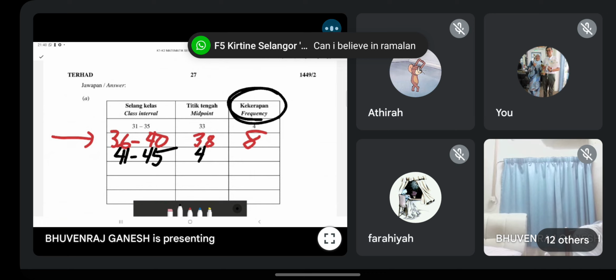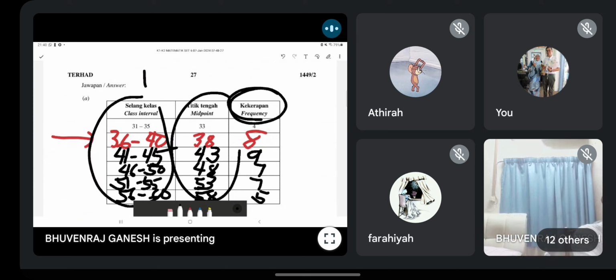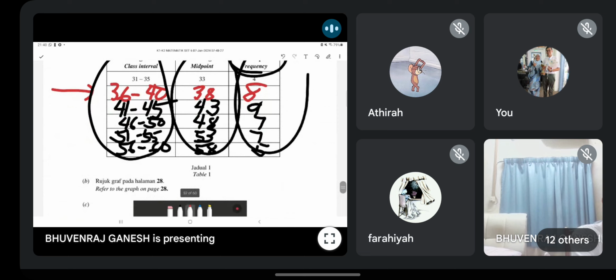Okay, 41 to 45, 43, 9. Pastikan ni semua nilai dia. 48, 53, 58. 46 to 50, 51 to 55, 56 to 60. Okay. So, ini adalah jadual dia. Semua kena betul. Baru kamu dapat satu markah. Satu, satu, satu. Okay. Total is 4 marks, I think, untuk overall. 4 markah untuk overall. Kalau semua betul, kamu dapat 4 markah. Okay. Satu lagi markah kalau semua betul.